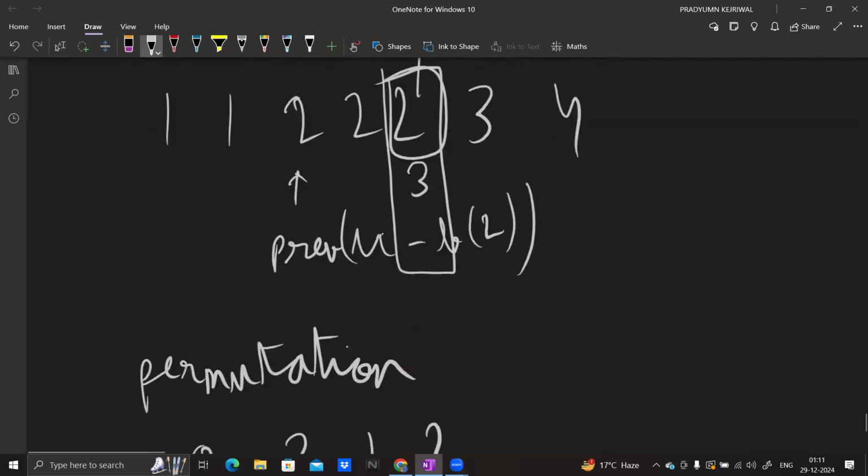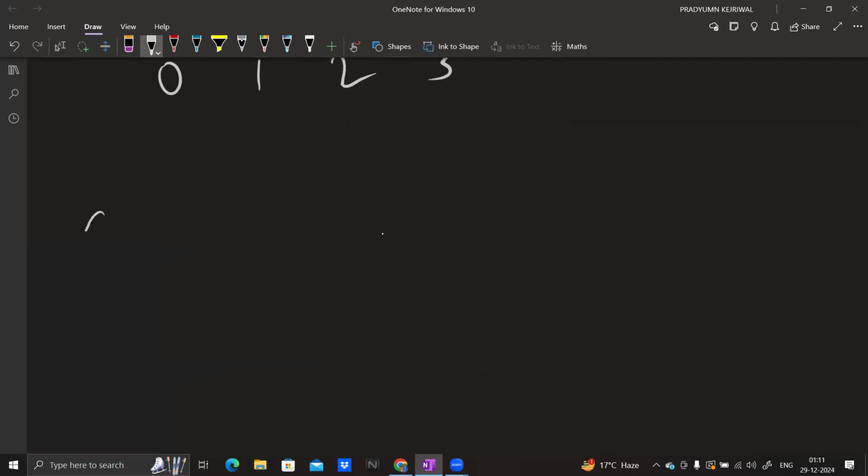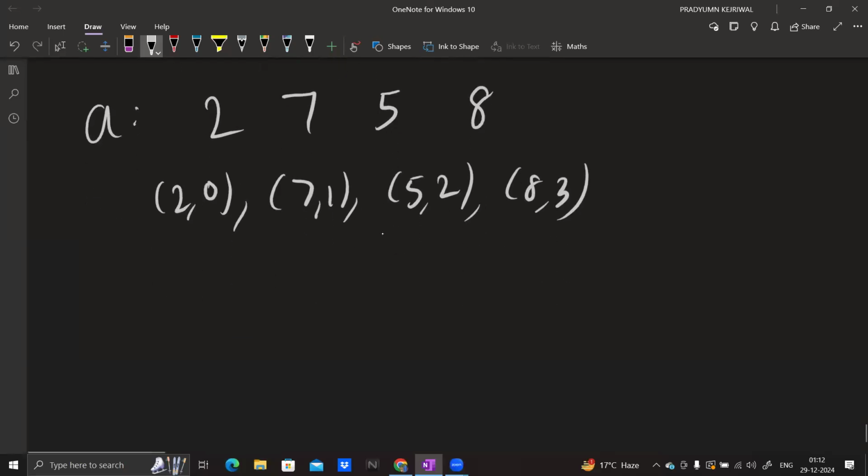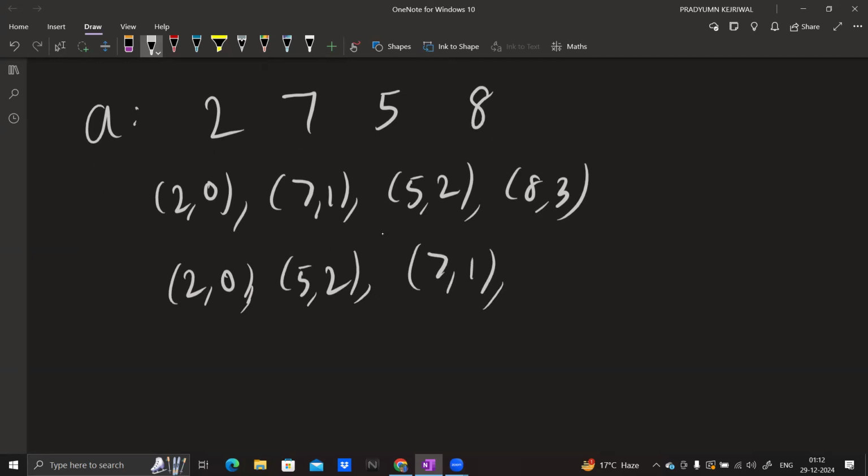After sorting, let's say I have this input, array A as 2, 7, 5, and 8. When I sort this, first I'll make a pair of this. I'll store this as 2 comma 0, 7 comma 1, 5 comma 2, and 8 comma 3. Then I'll sort this. So it would become 2 comma 0, 5 comma 2, 7 comma 1, and 8 comma 3.